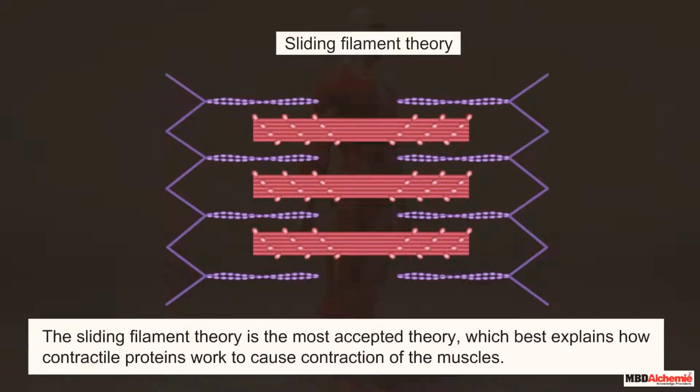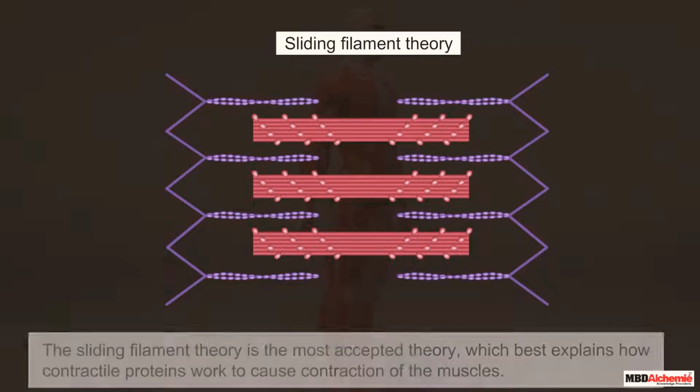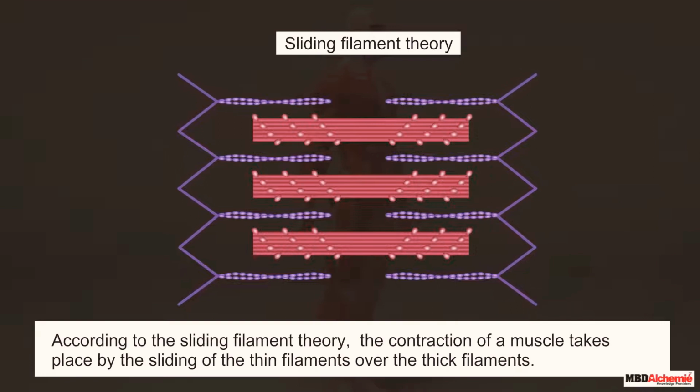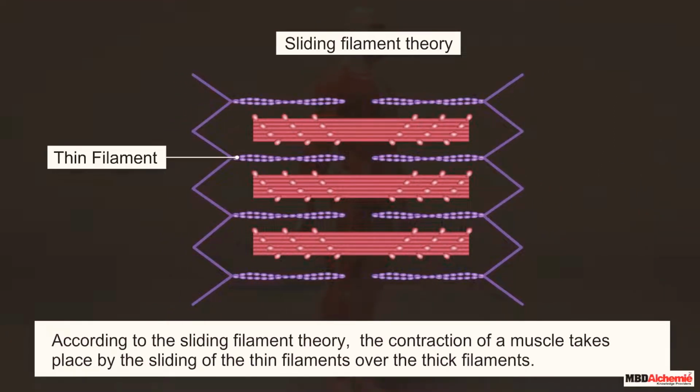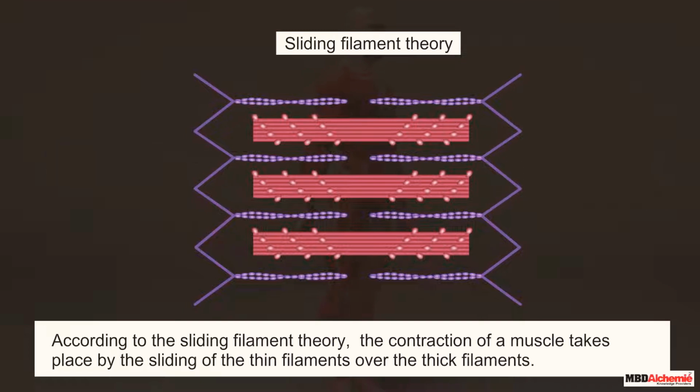The sliding filament theory is the most accepted theory, which best explains how these proteins work to cause contraction of the muscles. The theory states that contraction of a muscle takes place by the sliding of the thin filaments over the thick filaments. Let us understand the steps given in the theory.